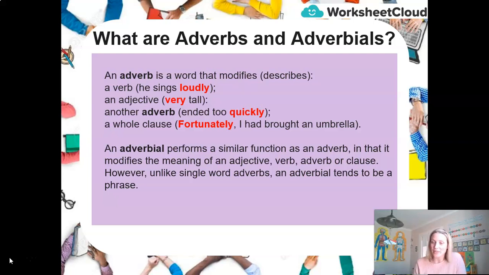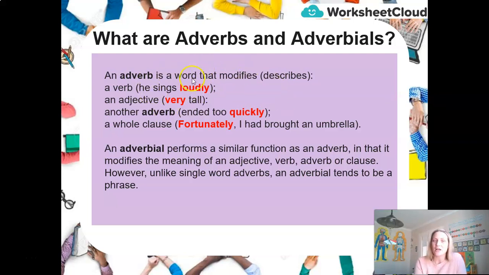So to start with, let's think of an adverb. Now, an adverb is a word that modifies, okay? And in case you're unsure of what modifies means, I've put in brackets there describes. It's pretty much what it means. So an adverb describes or modifies a verb, an adjective, sometimes another adverb, or even a whole clause. And in brackets next to those, I've given you an example. The word in red is the adverb.